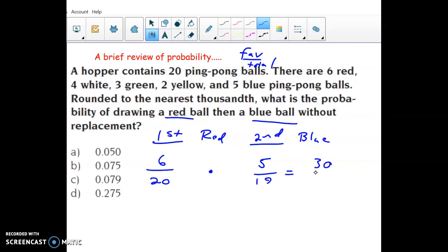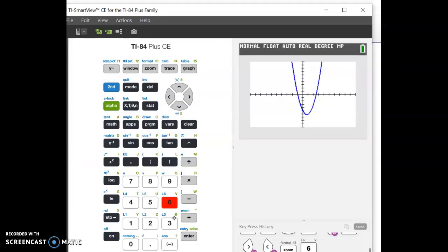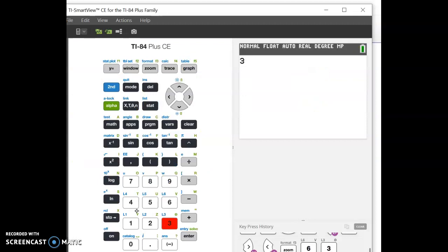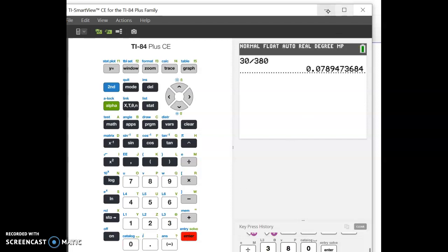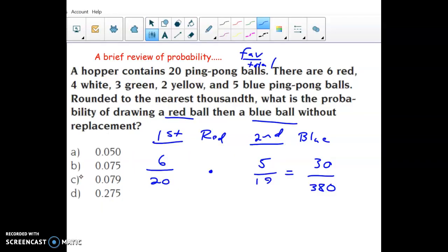All right, so you get 30 over 380. Okay, and so then just divide that on the calculator, and that would be the right probability. So not very likely would be another way to say that. Looks like this would be the right one.